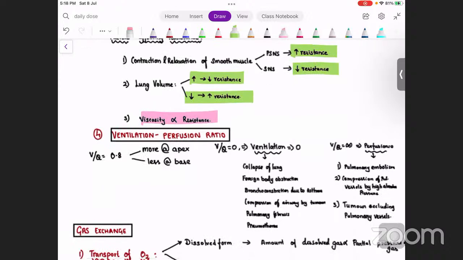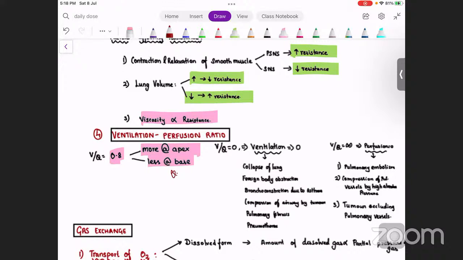Then we are talking about the ventilation-perfusion ratio, the V by Q ratio. V by Q ratio is 0.8. The V by Q is more at the apex and less at the base. Very, very important MCQ for FMG people, one that you should not miss. More at the apex and less at the base.